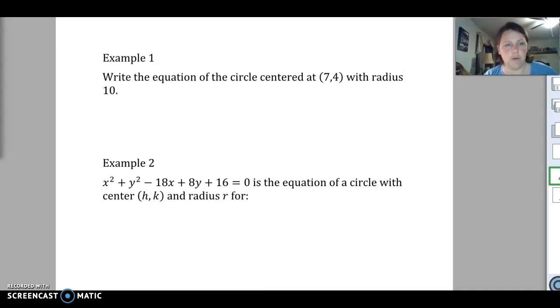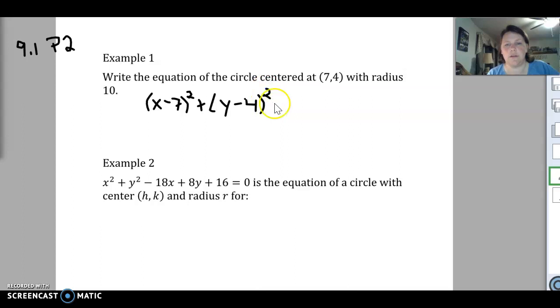Okay, example number 1, we are still on section 9.1, part 2. Example number 1, write the equation of the circle centered at (7, 4) with radius 10. This is just a real quick one to remind you of what the equation of a circle is. If it is centered at (7, 4) and has a radius of 10, then we're going to say (x minus 7) squared plus (y minus 4) squared equals 10 squared, or 100. Okay, and then that's all we need to do for that first example.